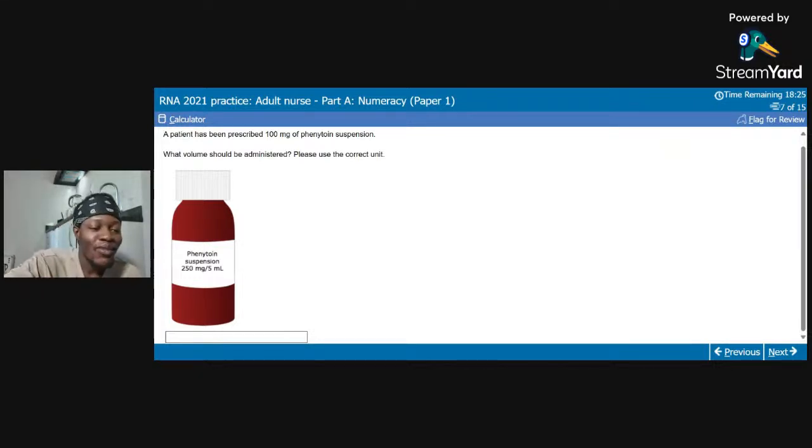Okay. A patient has been prescribed 100 milligram of phenytoin solution. What volume should be administered? Please use the correct unit. So phenytoin comes in 250 milligram in 5 ml, and we are to give 100 milligram. The first thing I would do is to divide both sides by 5. That would make 50 milligram in 1 ml, and we are to give 100. So how many 50 milligram will make 100 milligram? 2. So that means we are giving 2 ml.